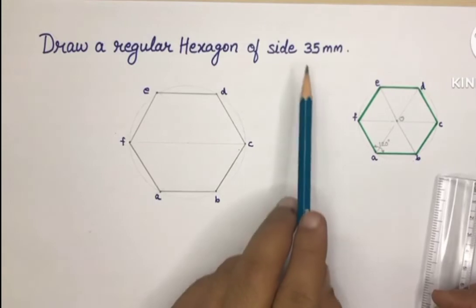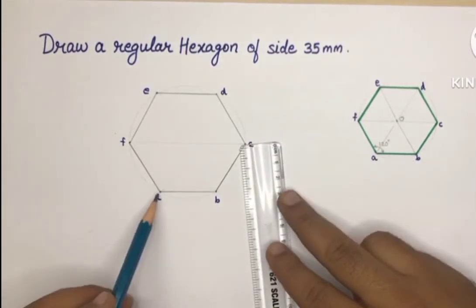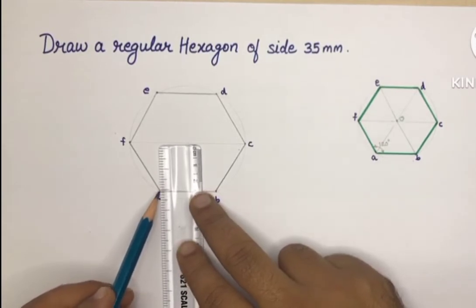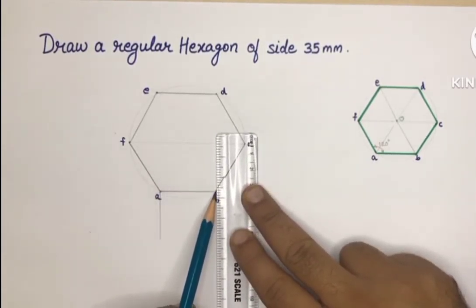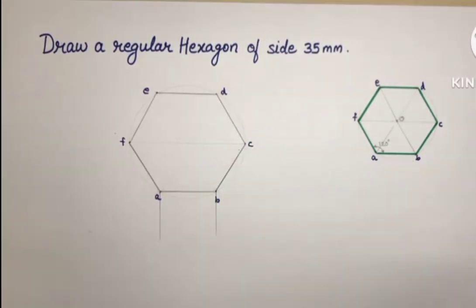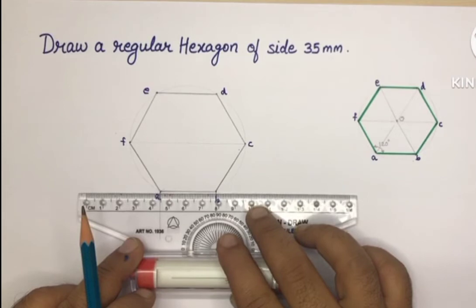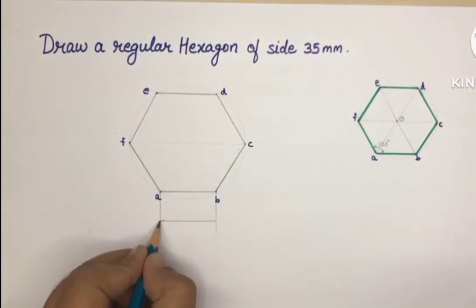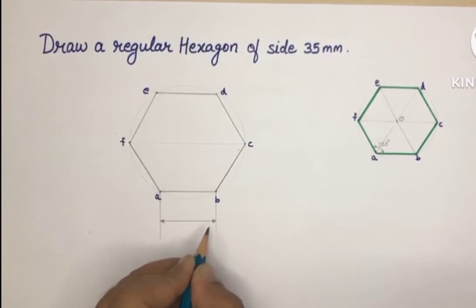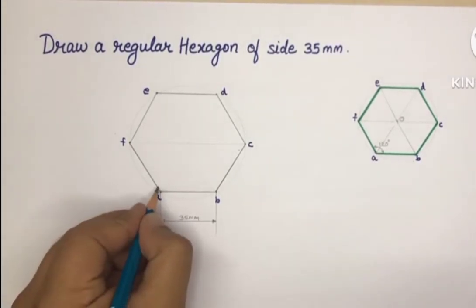Now we can give dimension, side 35 millimeter. Project lines from point A and B. Draw the dimension line parallel to side AB. Also mark the inclination.